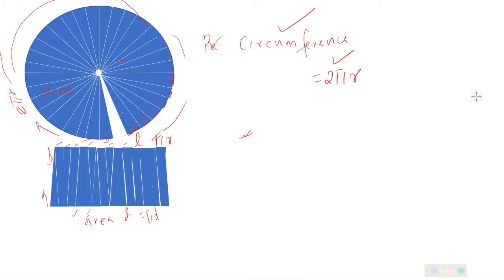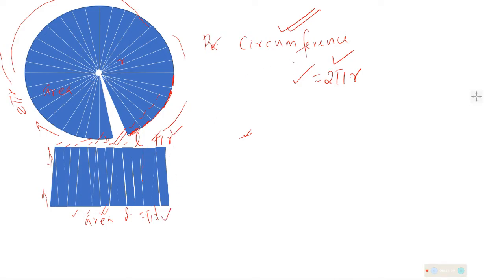I repeat, we have removed these pieces from the circle, and the broad ends of these triangular shapes altogether make the circumference, which is equal to 2 pi r. So it is divided equally here. If you have kept 40 pieces here, 40 pieces here also. If it is 20 pieces here, 20 pieces here, that means 2 pi r is divided into pi r and pi r here.